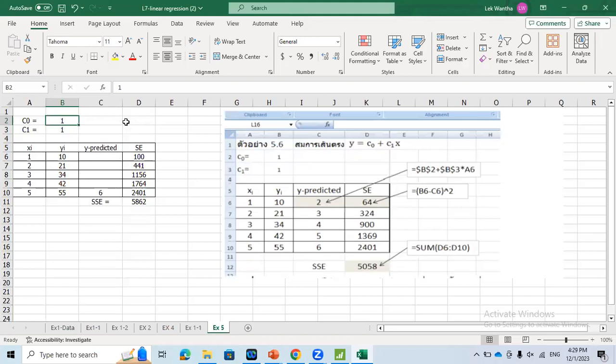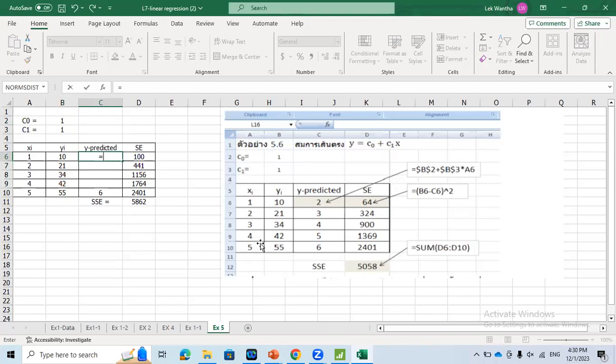Right. And this is the observed data. This YPD, how do we calculate YPD? YPD equals C0 plus C1 x. Right, C0 is right. And then we have to fix C0 to cell B2. We press F4, giving $B$2. This is what you get when you click F4 on the computer. This means that C0 will be fixed at cell B2, right?